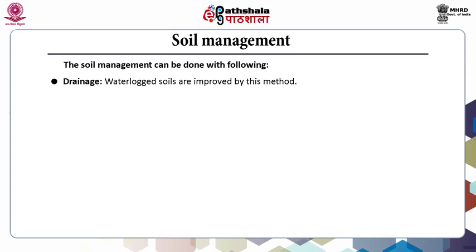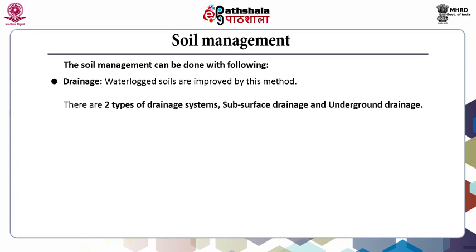Next method is drainage. Waterlogged soils are improved by this method. There are two types of drainage systems. One is surface drainage and the other is underground drainage.